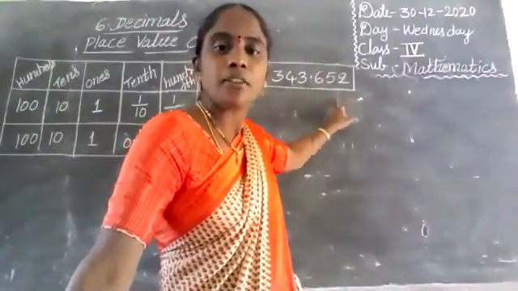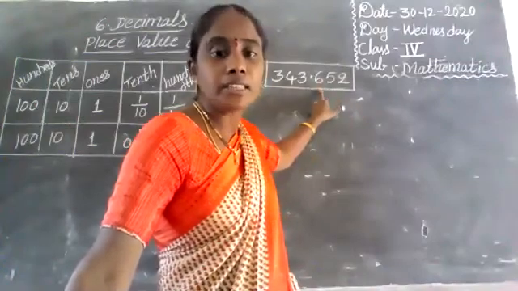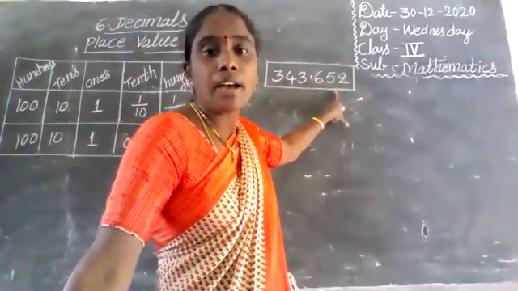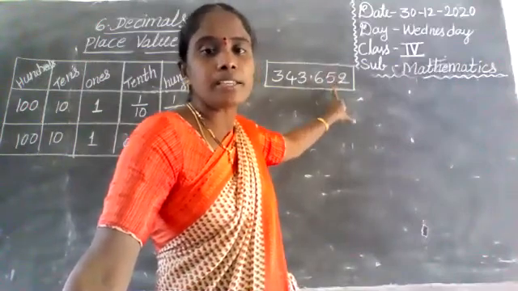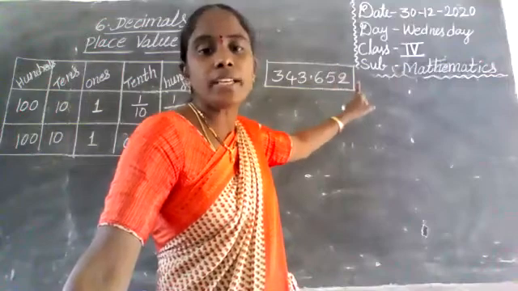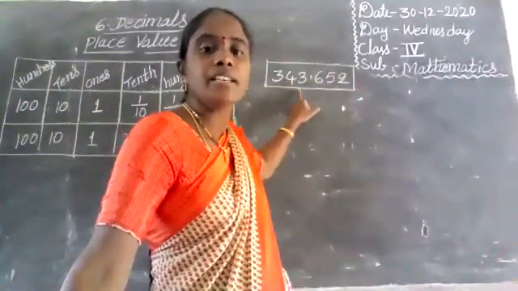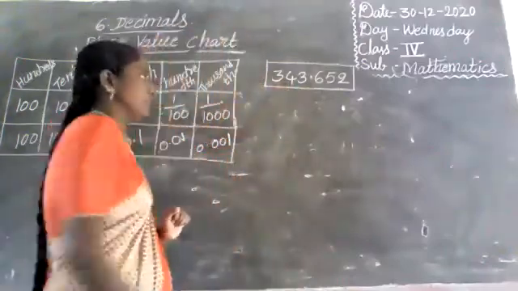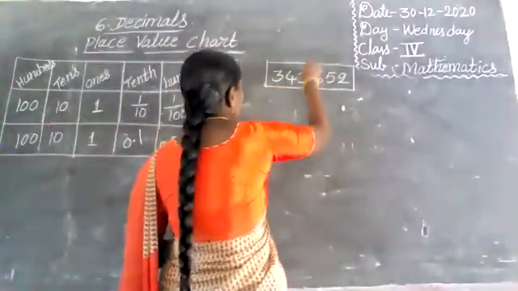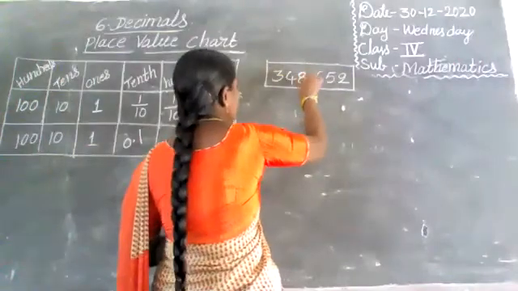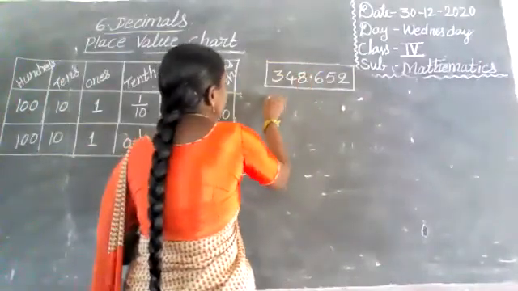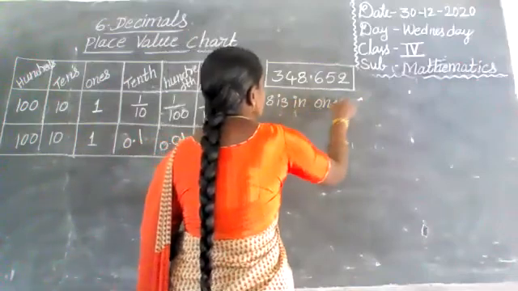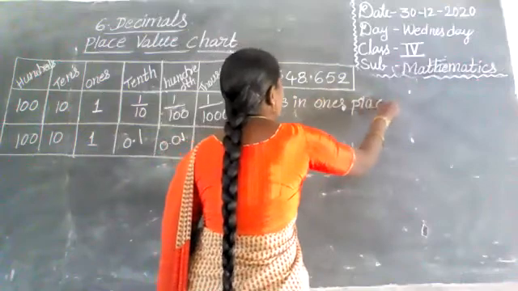In 343.652, 6 is in the tenth place, 5 is in the hundredth place, and 2 is in the thousandth place. Next, 3 is in the ones place, 4 is in the tens place, and 3 is in the hundreds place. Now I'm taking 8. Don't confuse. 8 is in the ones place.